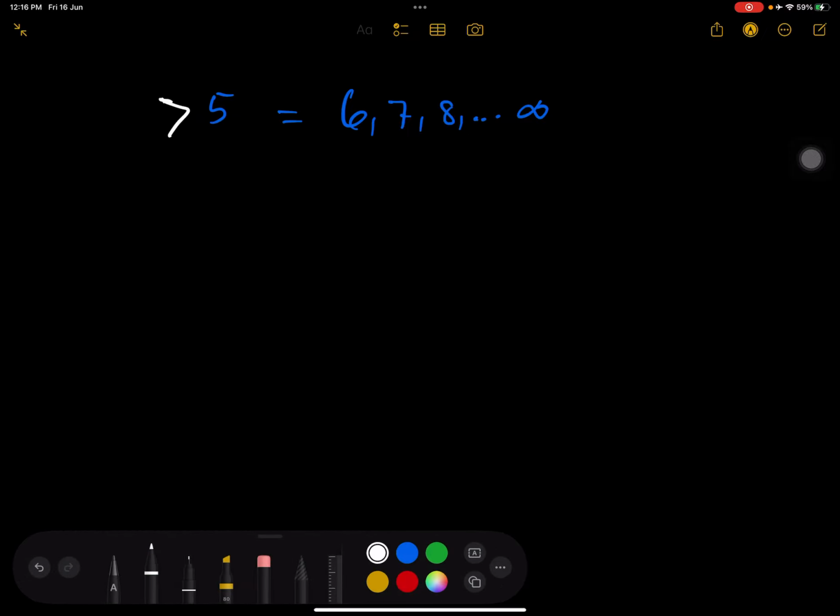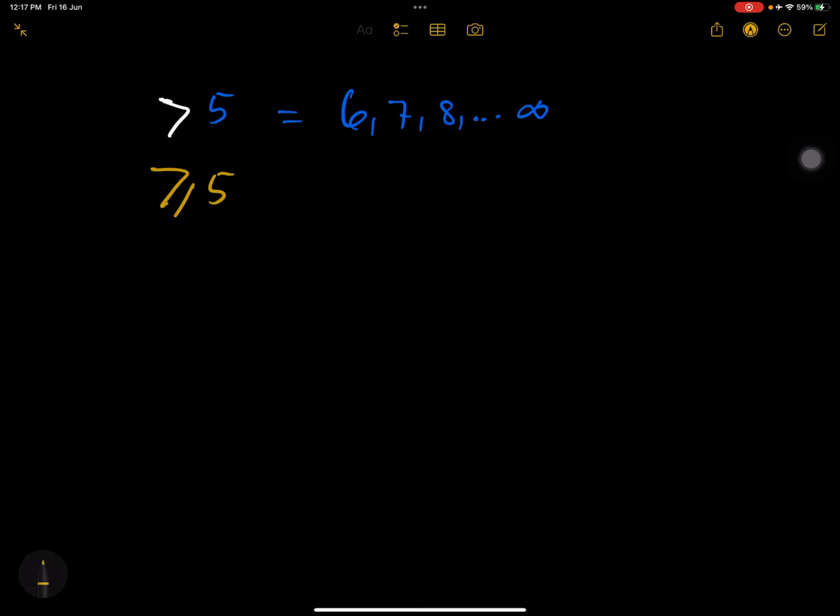If on the other hand we have greater than or equal to 5, then we have to start from 5 because equal to is included. So we start from 5, add 6, 7, 8, up to infinity.